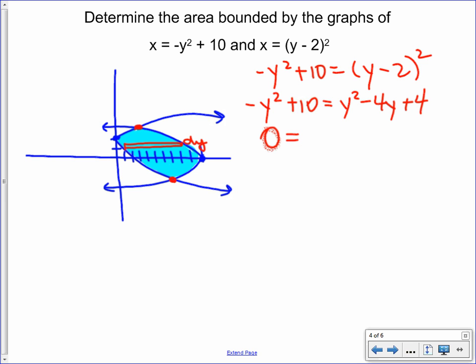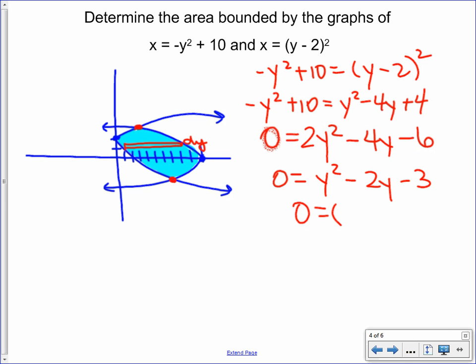So 2y squared minus 4y minus 6, right? We can divide by 2. So then we have y times y gets us y squared. -3 times +1 gets us a -3, and that will add to be the -2y. So our intersection points, I don't care where the x's are, we care about -1 and 3.